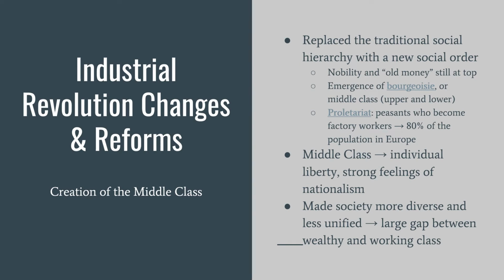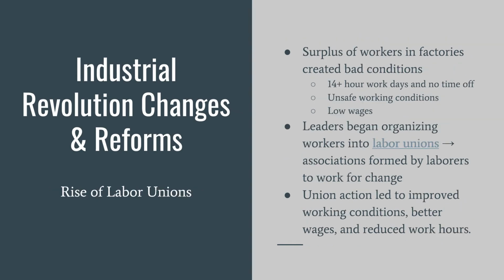And we start to see that this creation of the middle class makes society more diverse, but also less unified. There's still a large gap between the nobility and the wealthy, and then this working class. So even though there's sort of a new step, there's still a really big difference between the haves and the have-nots. We also see, as a result of the Industrial Revolution, labor unions play a big role in trying to enact change.